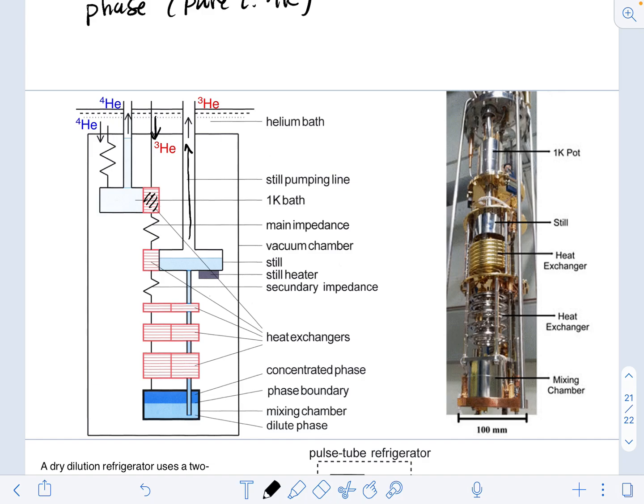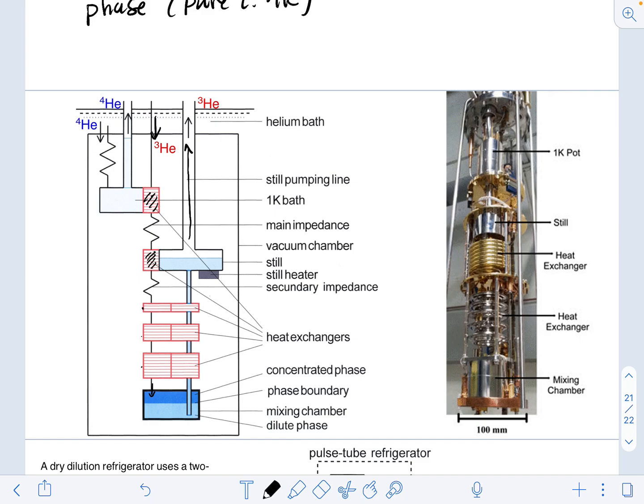And then there's some impedance here so that the gas doesn't enter the fridge too quickly. It has to go slowly so it has time to cool. And then it passes through heat exchangers that are connected to the still, and so it cools to about 0.7 Kelvin. And again, there's another impedance that slows the flow down. And then these are a series of heat exchangers that get colder and colder as we approach the mixing chamber. And so by the time that the helium-3 is reintroduced to the mixing chamber, the concentrated phase, it's already pre-cooled, and so it's not adding too much extra heat to the refrigerator.